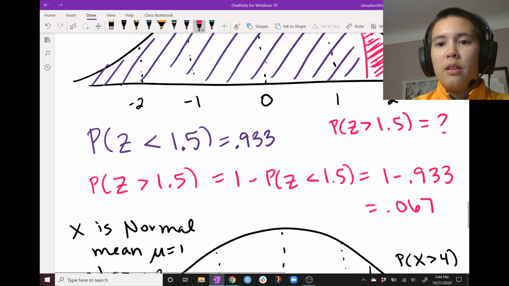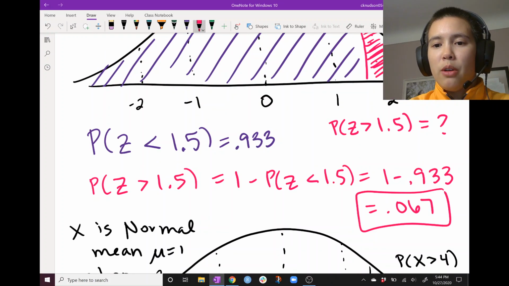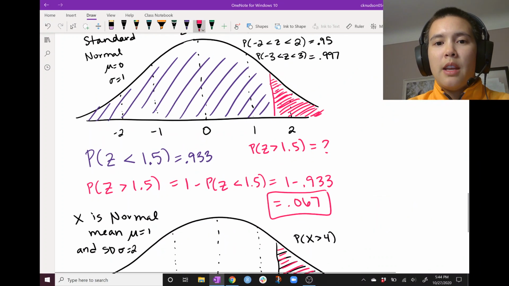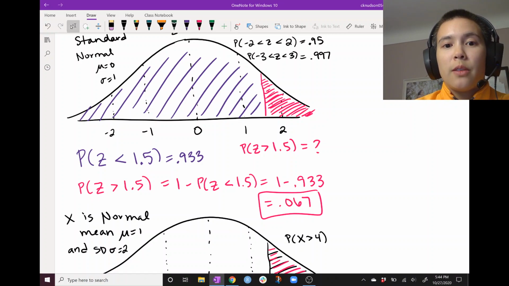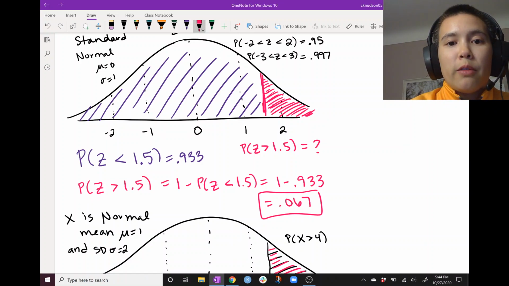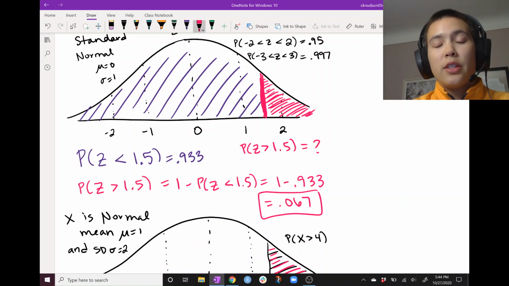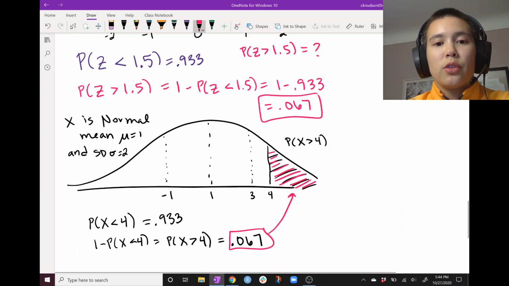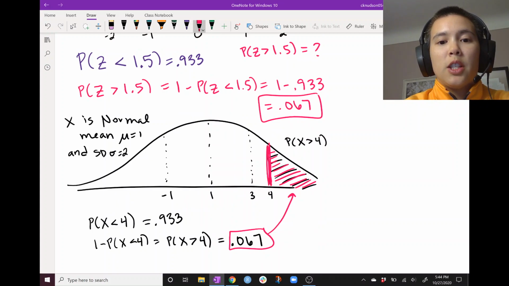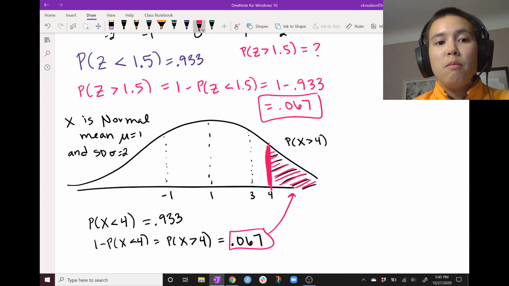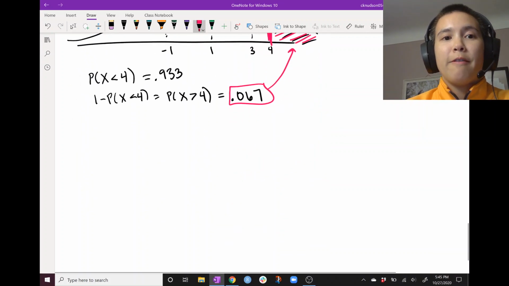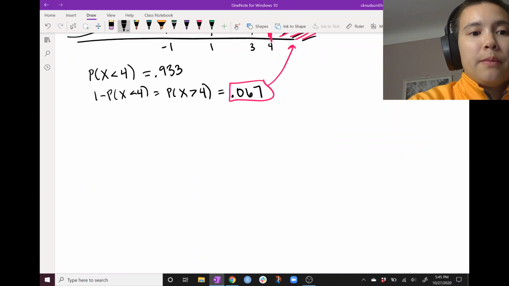Okay, but wait a minute. Earlier, we saw this exact same number, 0.067. So what could be going on here? The thing is that all normal distributions are related to each other. So this point right here on the standard normal distribution is directly related to this point right here on the normal distribution with mean 1 and standard deviation 2. In fact, we can say the following.